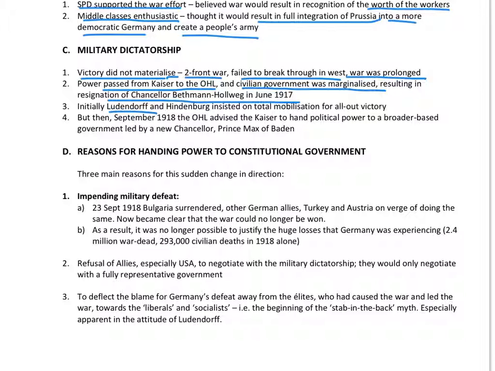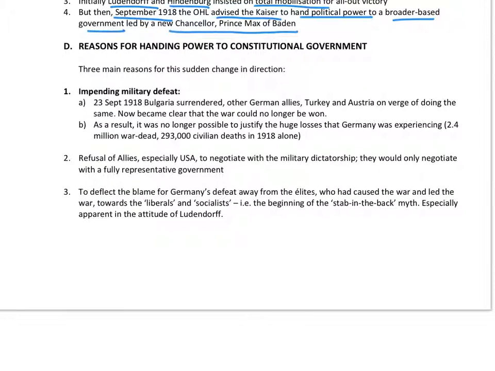Initially, Ludendorff and Hindenburg insisted on total mobilisation for all-out victory, so the Auxiliary Law, the Hindenburg Plan, and so on and so forth. But then, in September 1918, the OHL advised the Kaiser to hand political power to a broader-based government led by a new Chancellor, Prince Max of Baden. Okay, so those are the key features of the military dictatorship.